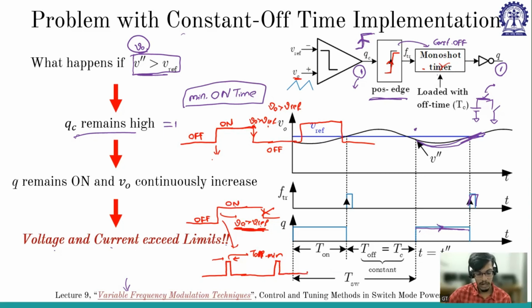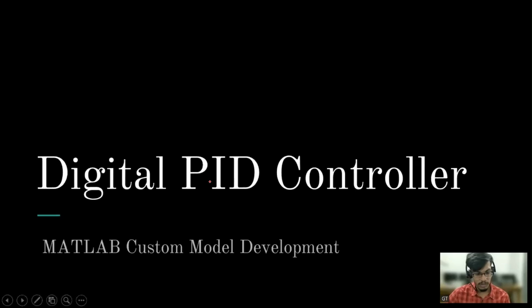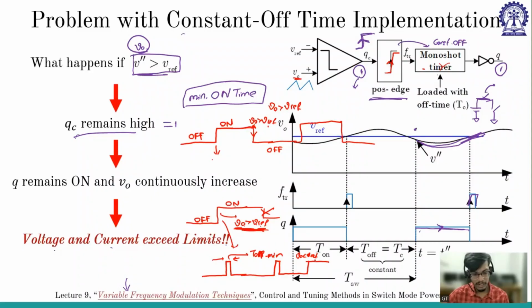So now we are turning it on again. Say now V naught is less than V reference. So we'll turn it on, and whenever it crosses V reference, then we'll turn it off.